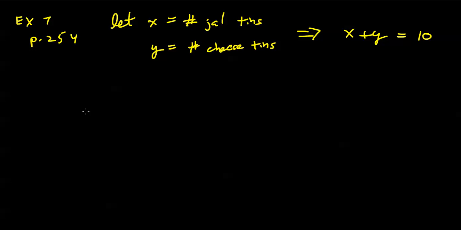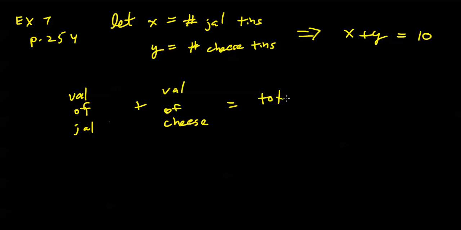Now I'm going to set up what I call a value equation. Let me write it out in words. The value of these cheese tins plus the value, let me put the jalapeno first. I believe the author puts the jalapeno first. The value of the jalapeno tins plus the value of the cheese tins has got to equal the total value of all the tins combined, right?